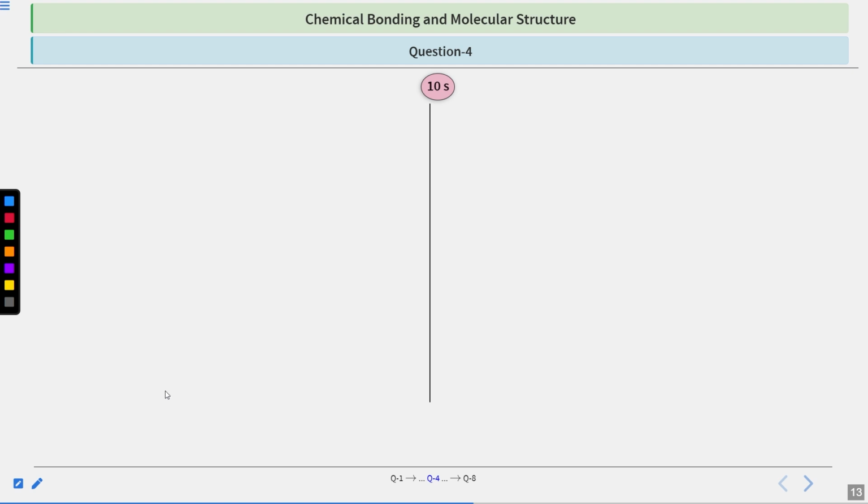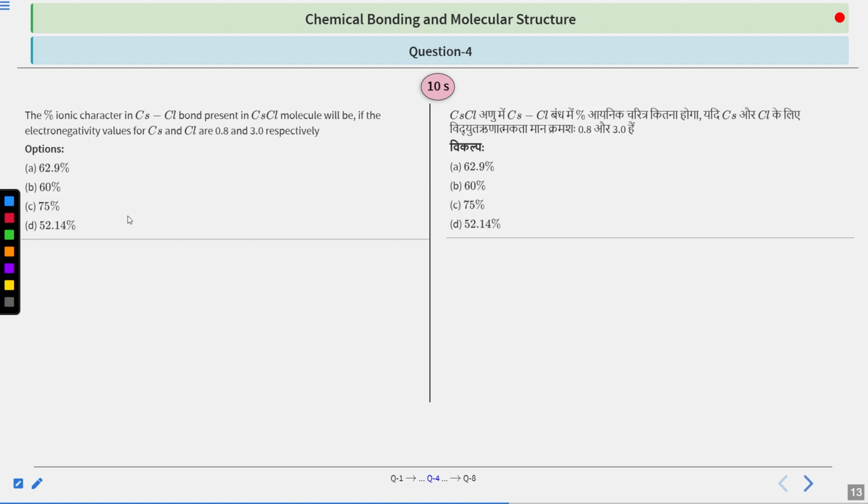Question number 4 says that the percentage ionic character in the Cs-Cl bond present in the CsCl molecule will be, if the electronegativity values for Cs and Cl are 0.8 and 3.0 respectively. Your options are A, 62.9%; B, 60%; C, 75%; and D, 52.14%. So you have 10 seconds to solve this question. Your time starts now.